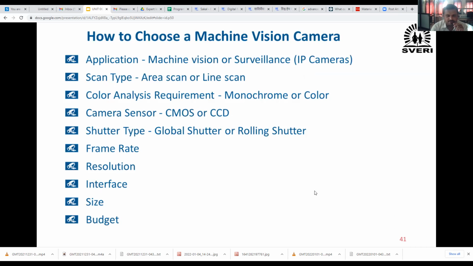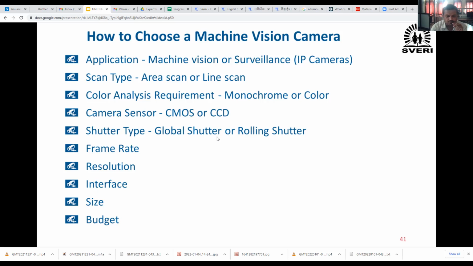Now, how to choose a machine vision camera? First criteria is application, that is for machine vision or surveillance. It is known as IP camera, Internet Protocol camera. Then scan type, whether we require area scan or line scan. Third, color analysis requirement, whether we want monochromatic light or color. Then camera sensors, whether we want CMOS, complementary metal oxide semiconductor sensors, or CCD or charge coupled device.